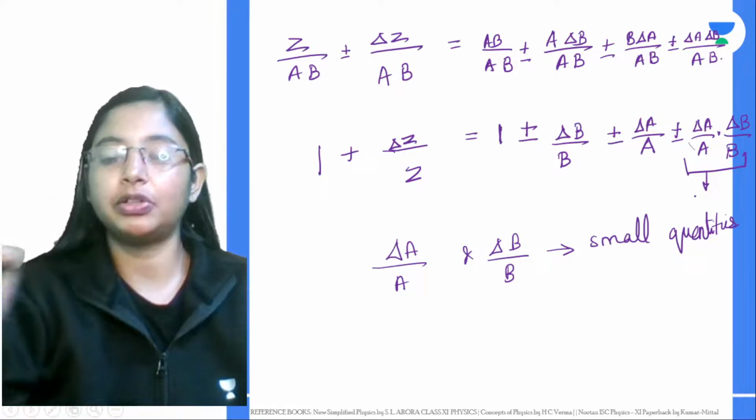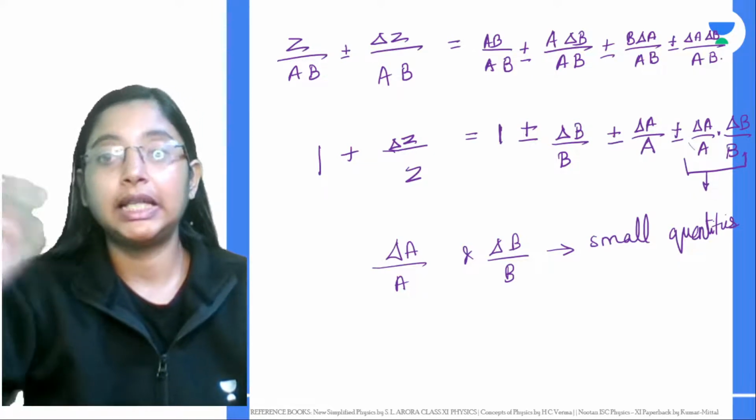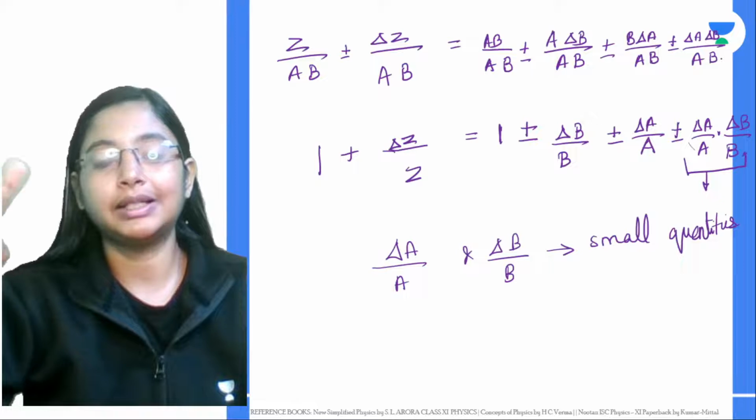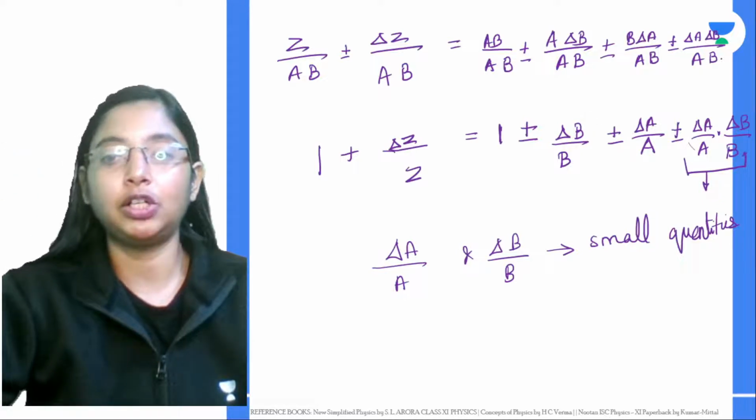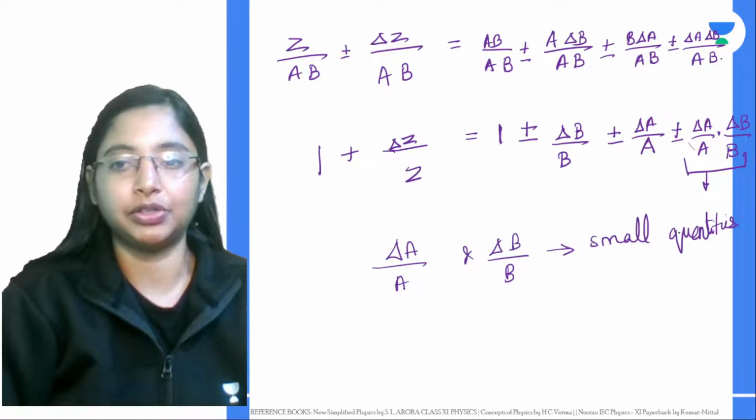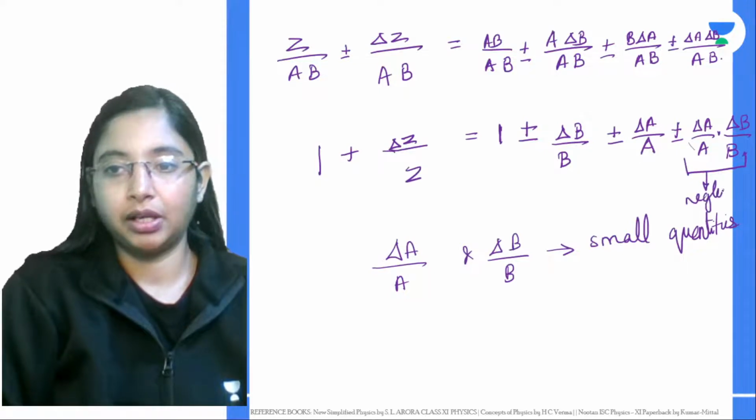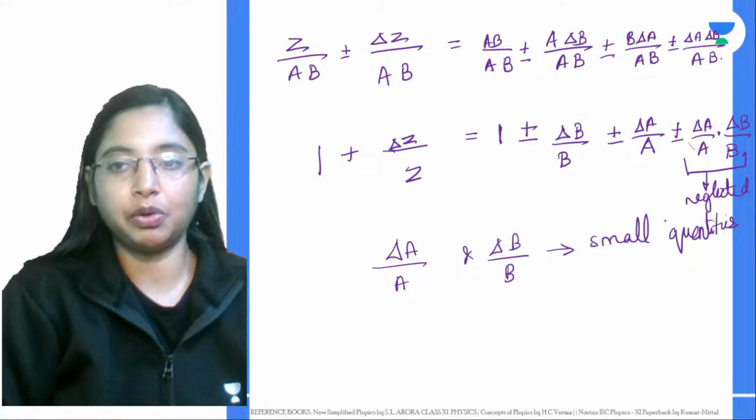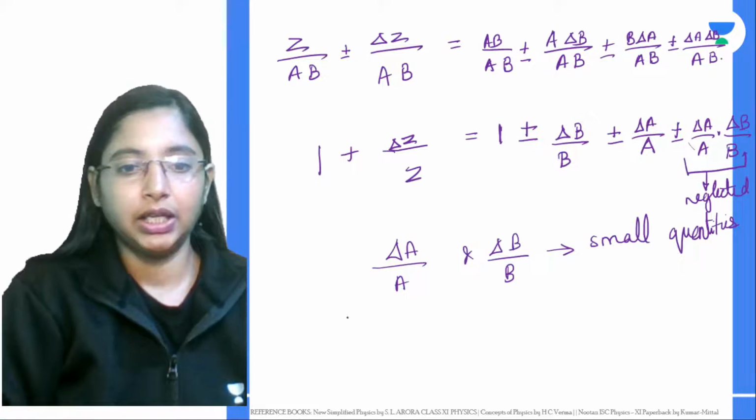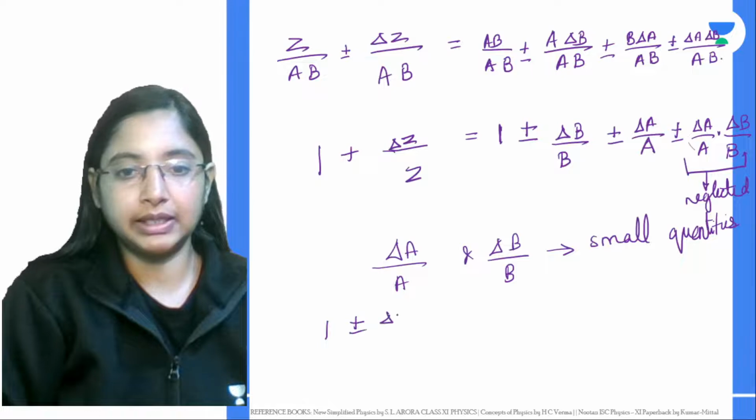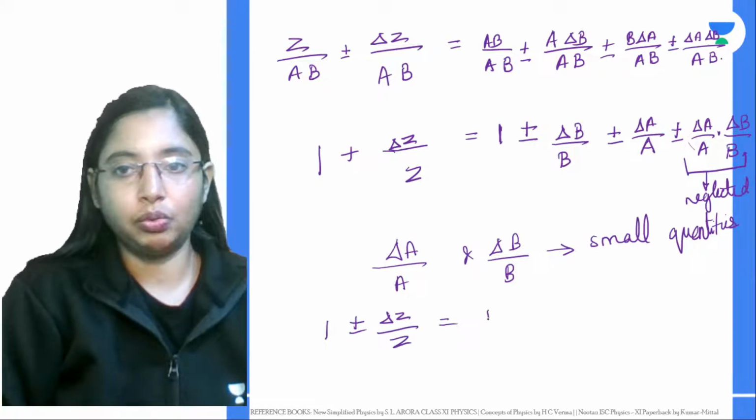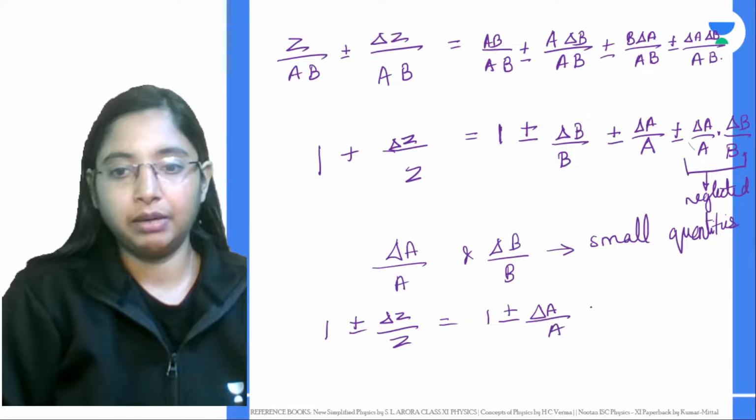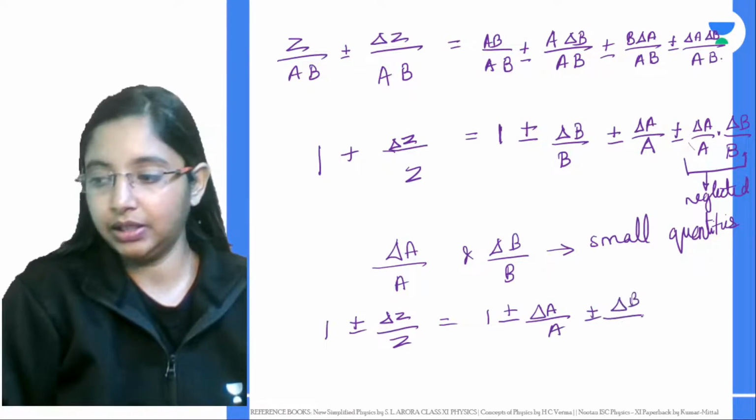Let's say 0.01 into 0.02. The answer goes to 0.0002, right? It goes up to 10 to the power of minus 3, minus 4 terms. So the product of these two can be neglected. Why? Because delta A by A and delta B by B are small quantities, so the product of them can be neglected. Then you will have 1 plus or minus delta Z by Z equal to 1 plus or minus delta A by A plus or minus delta B by B.